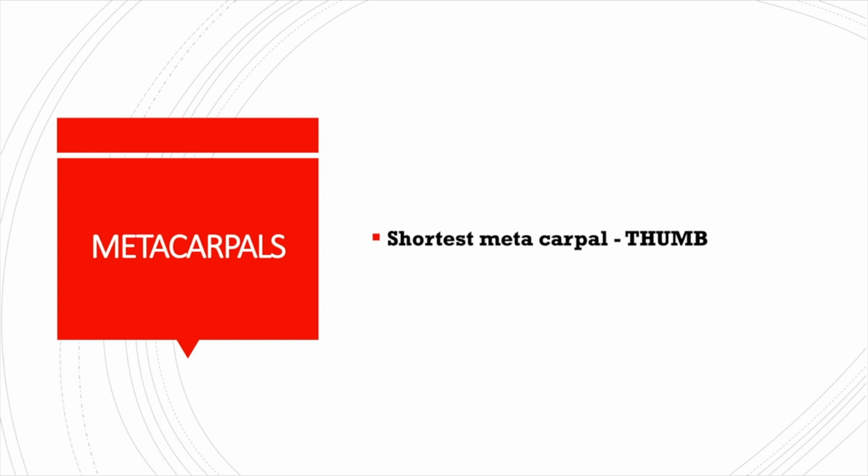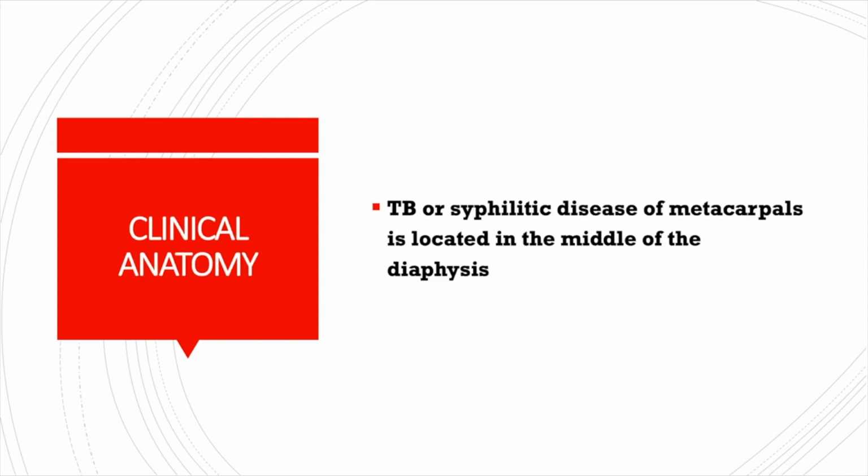Metacarpals. Shortest metacarpal is thumb. Clinical anatomy: TB or syphilitic disease of metacarpals is located in the middle of the diaphysis.